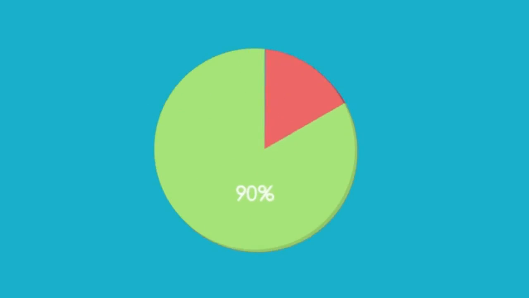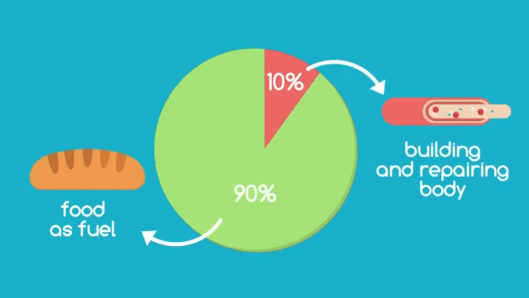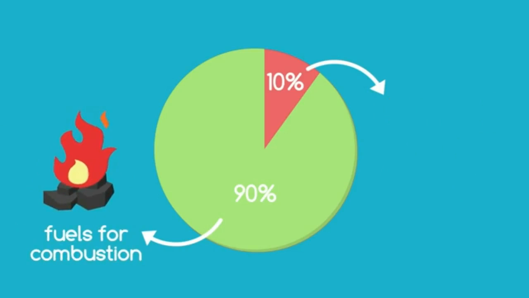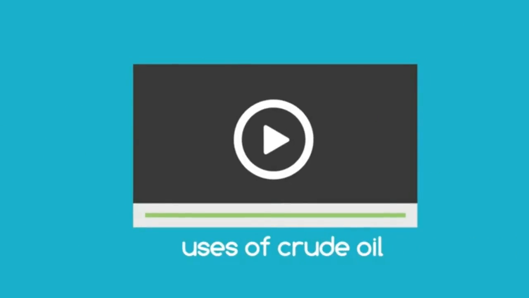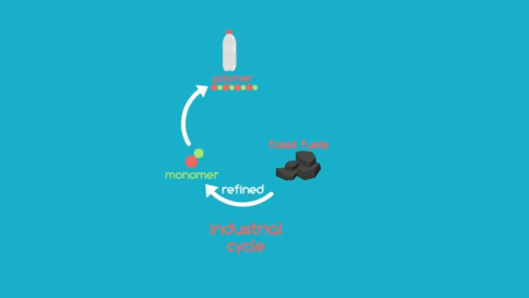Just as we use 90% of our food as a fuel and only 10% for building and repairing our bodies, so with fossil fuels, 90% are used as fuels and are combusted, and only 10% are used to make things such as plastic. See the linked video on the uses of crude oil. If we burn household waste, including plastics, at least the oil has been used once or twice before it gets used as a fuel. Better still is to use the plastic as a resource for making new plastics by recycling.